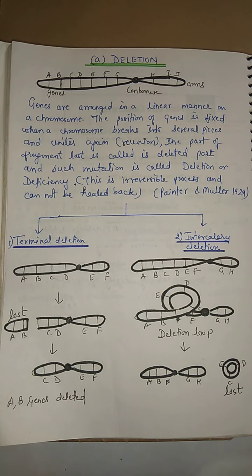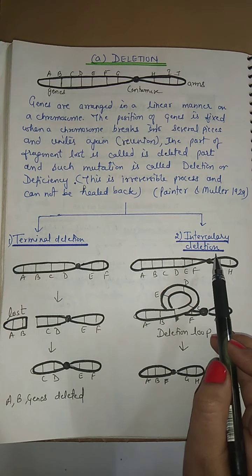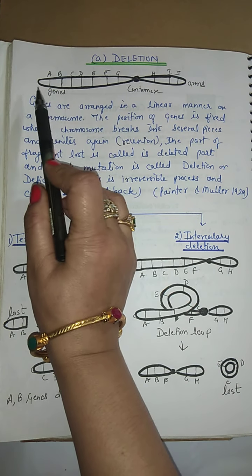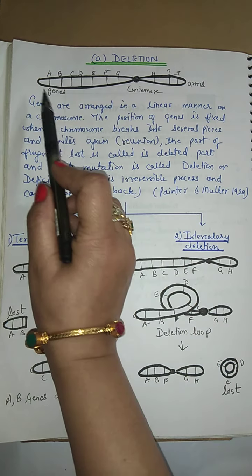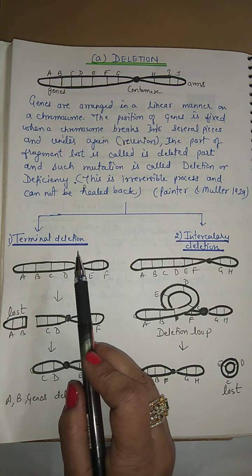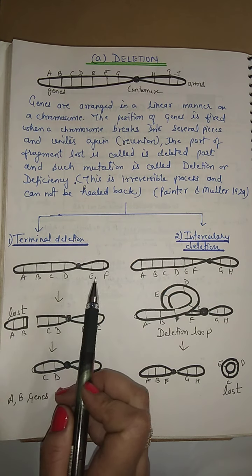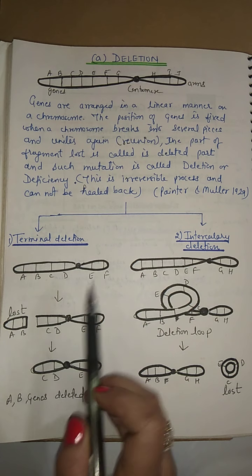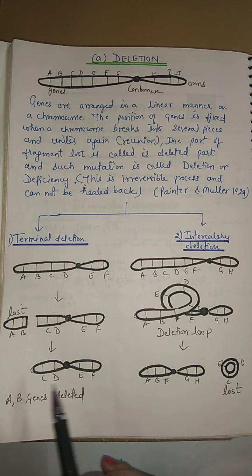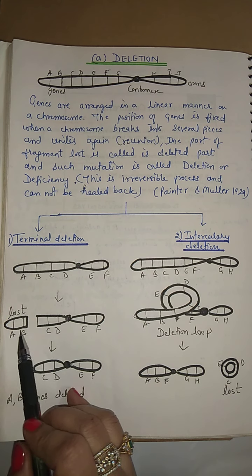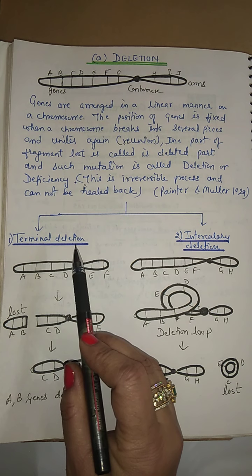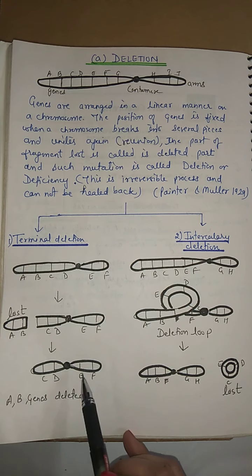Deletion is of two types, terminal deletion and intercalary deletion. If a sequence of genes is lost from the terminal ends of the arms, from either arm, then it is called a terminal deletion. Example: in this chromosome ABCDEF, the AB part has got lost and only CD and EF are left now. So the terminal part of the arm is lost, and such a deficiency or mutation is called terminal deletion.